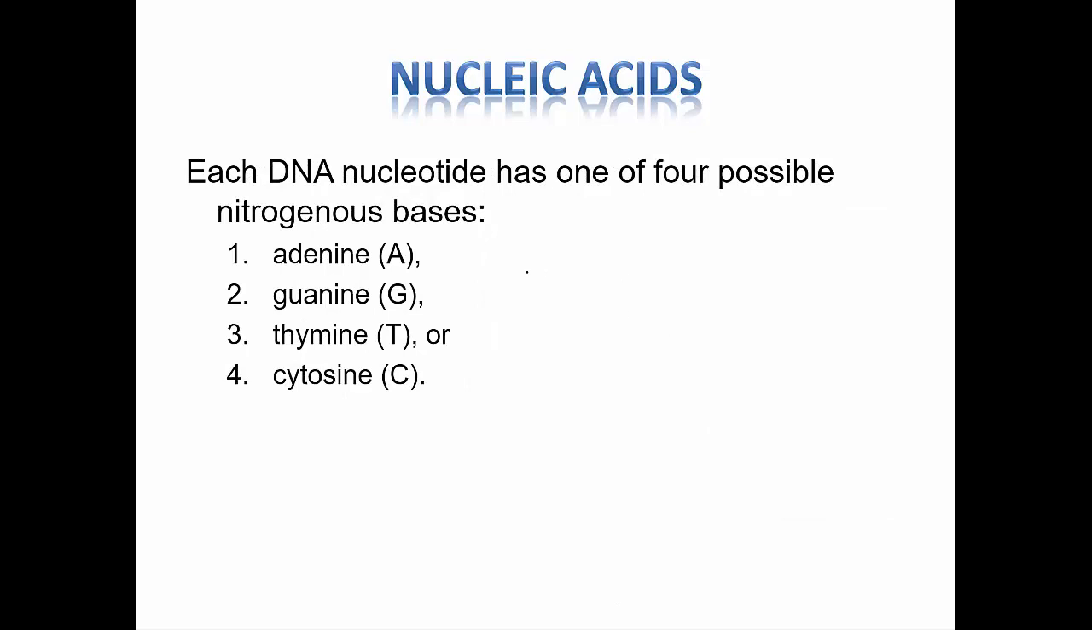Now, each nucleotide has one of four different nitrogenous bases. There's adenine, guanine, thymine, and cytosine. You only have to know that there are differences. You don't have to know their structures. These are the nitrogenous bases found in DNA.